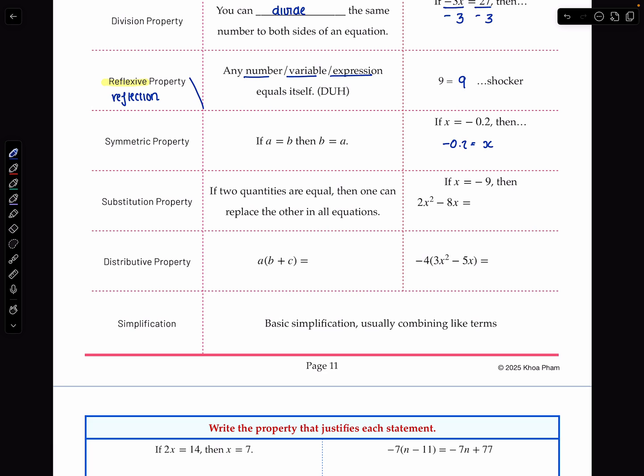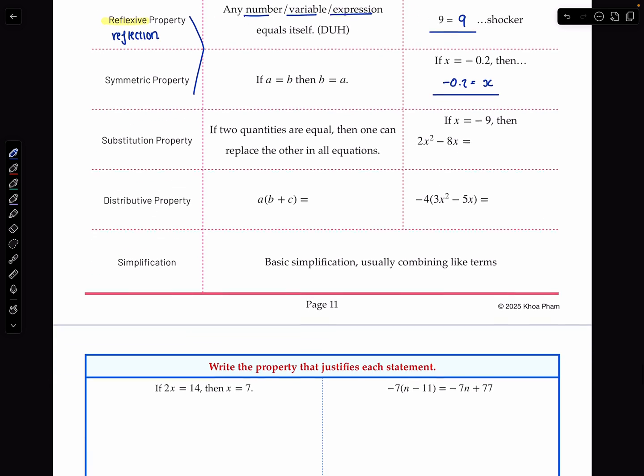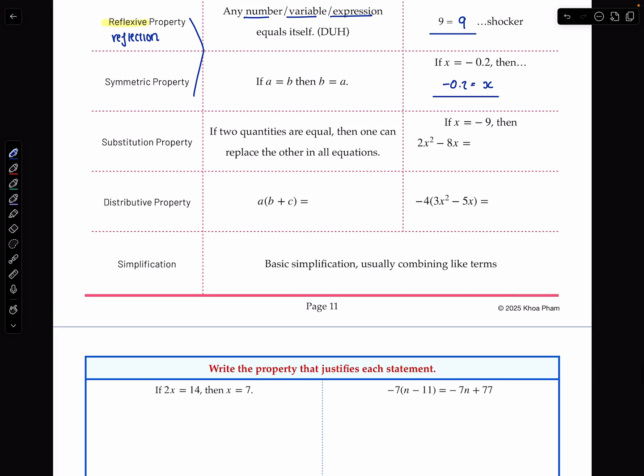Now, I will say that these two tend to confuse students because they are kind of the same thing. The only difference is that a reflection is you and yourself, and so it is the same thing on both sides of the equation. While for the symmetric property, they have to be different things on both sides of the equation. To substitute, this is called the substitution property.